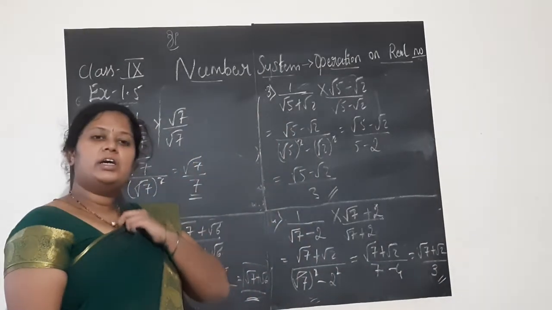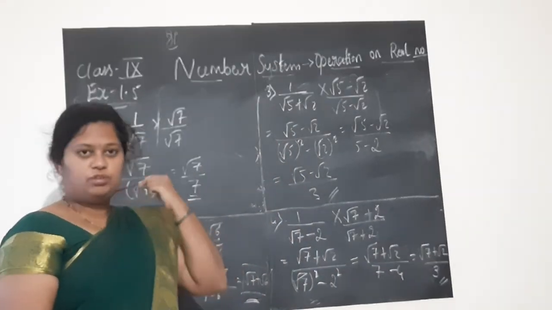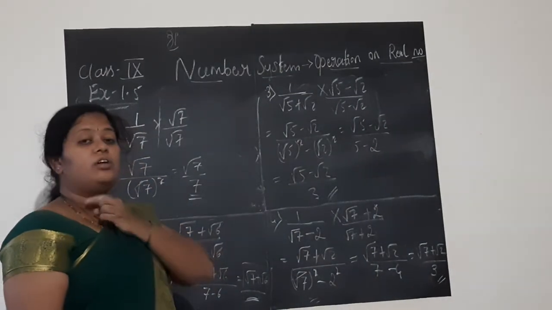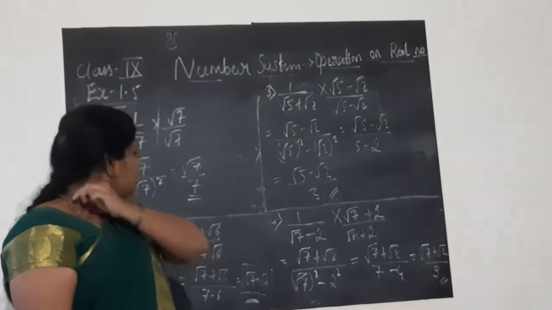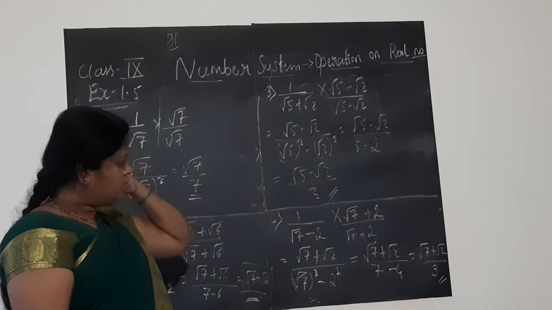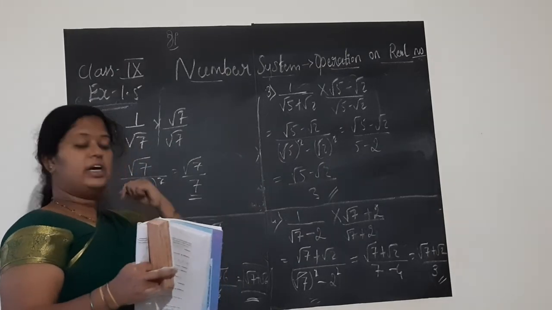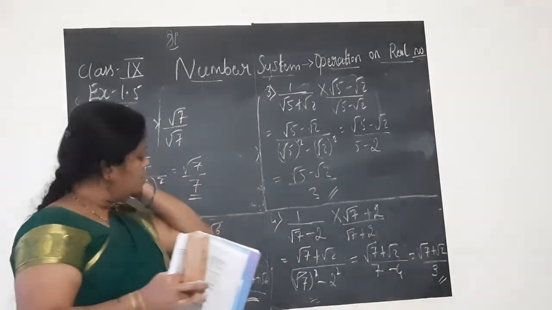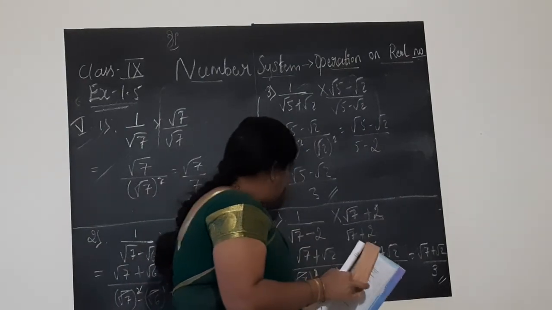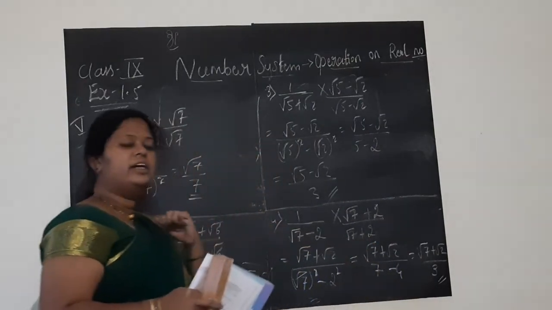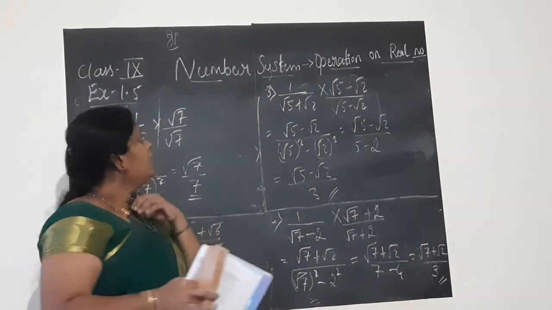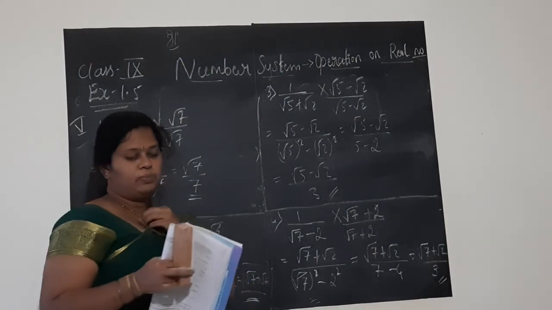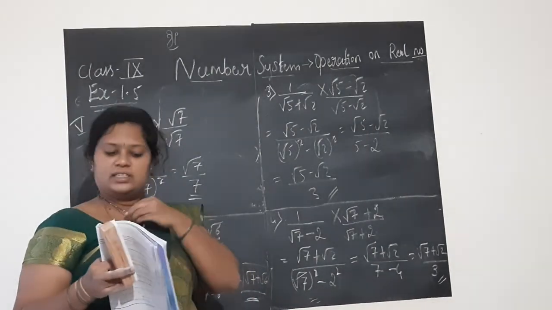If the number does not have a square root and they have asked you to rationalize the denominator, then children, no change. Write it as it is, but don't write the square root. In the denominator, square and square root will not get cancelled. So just square the number and write, and then simplify. That's all. So this completes your exercise 1.5, children. This is very, very easy. Next one.